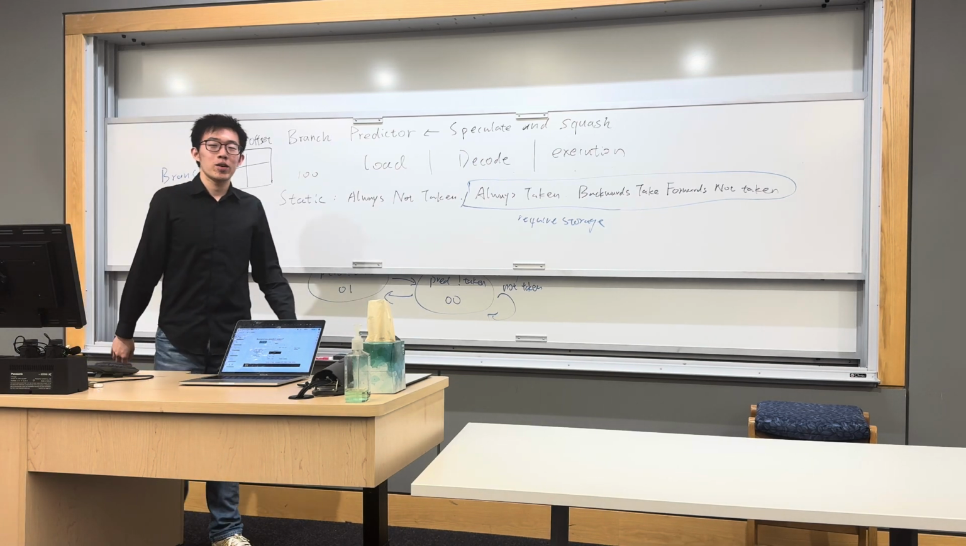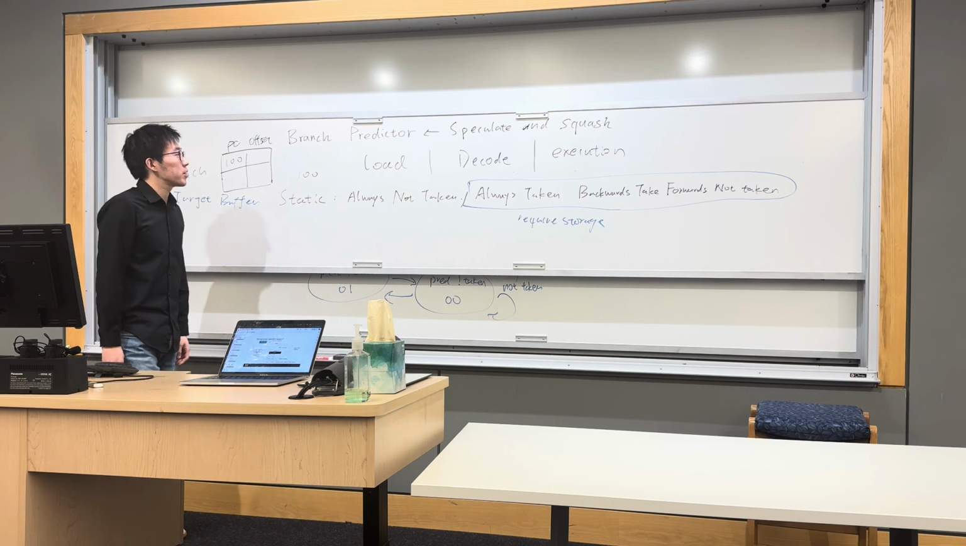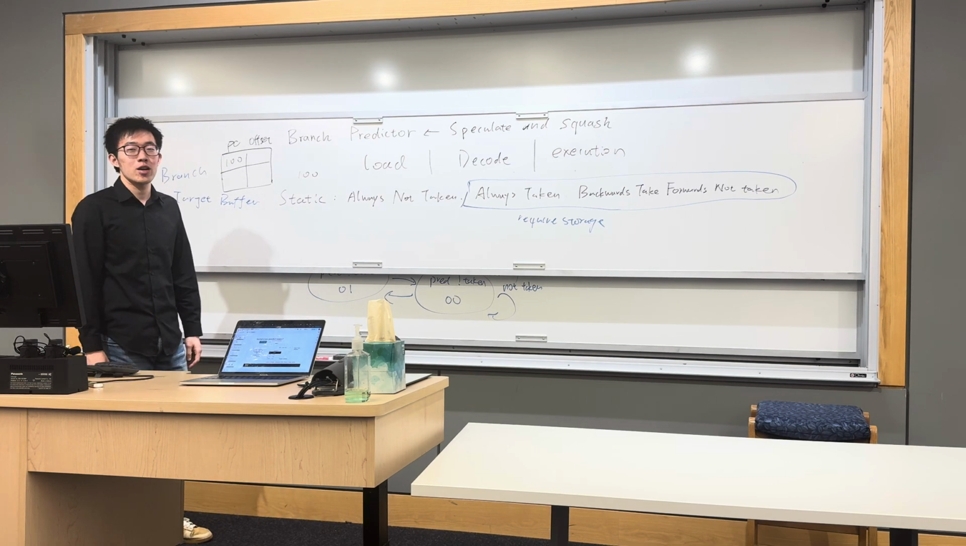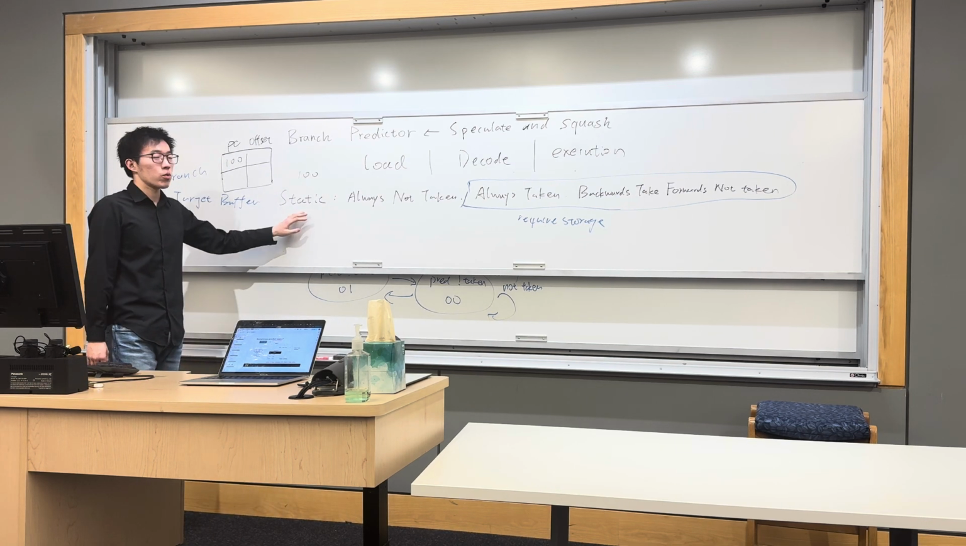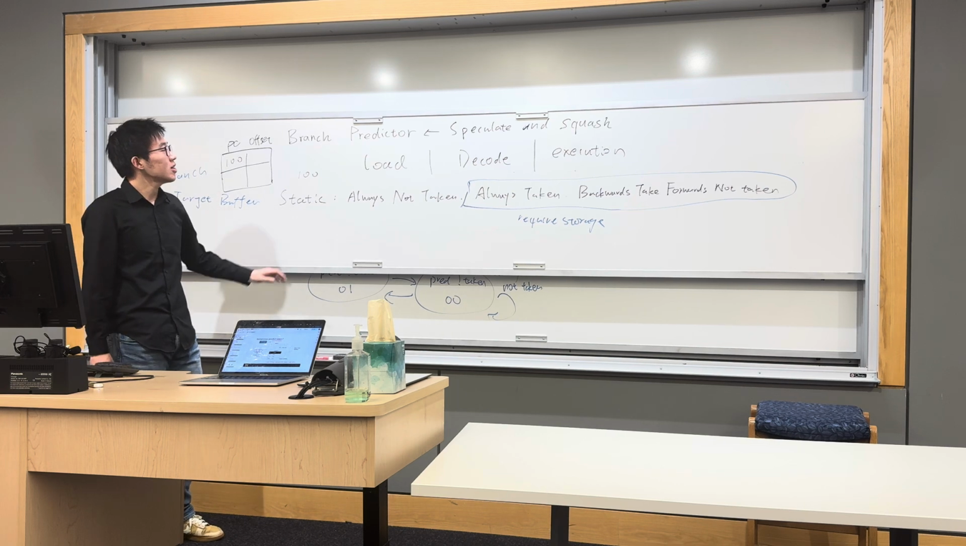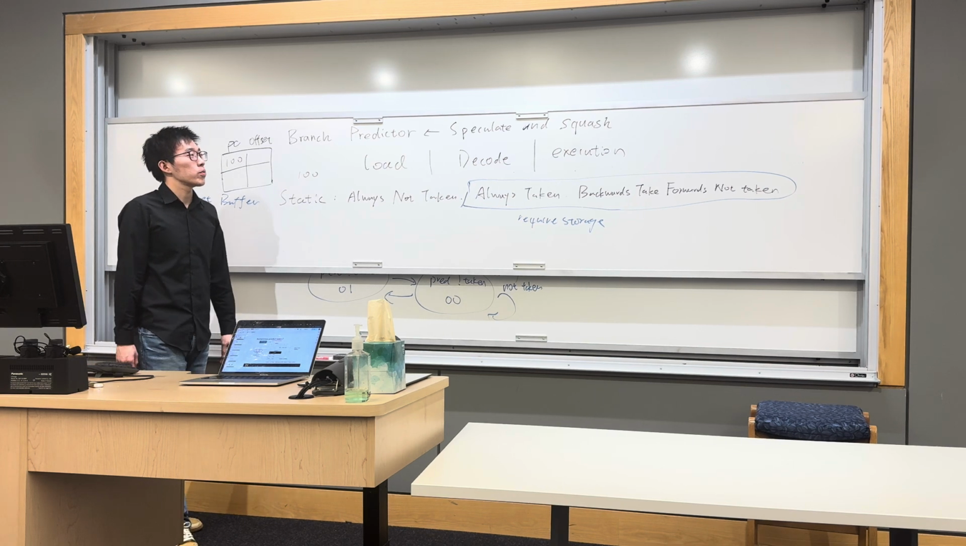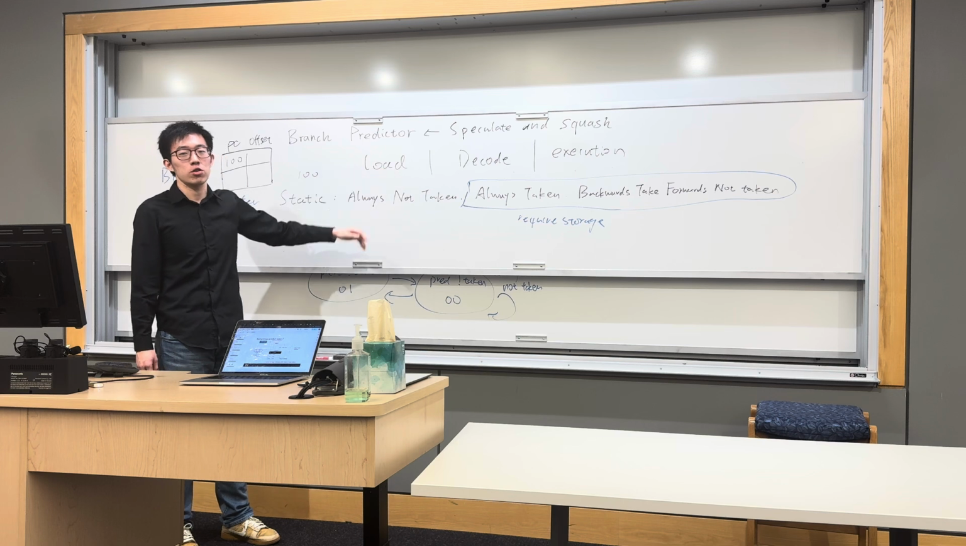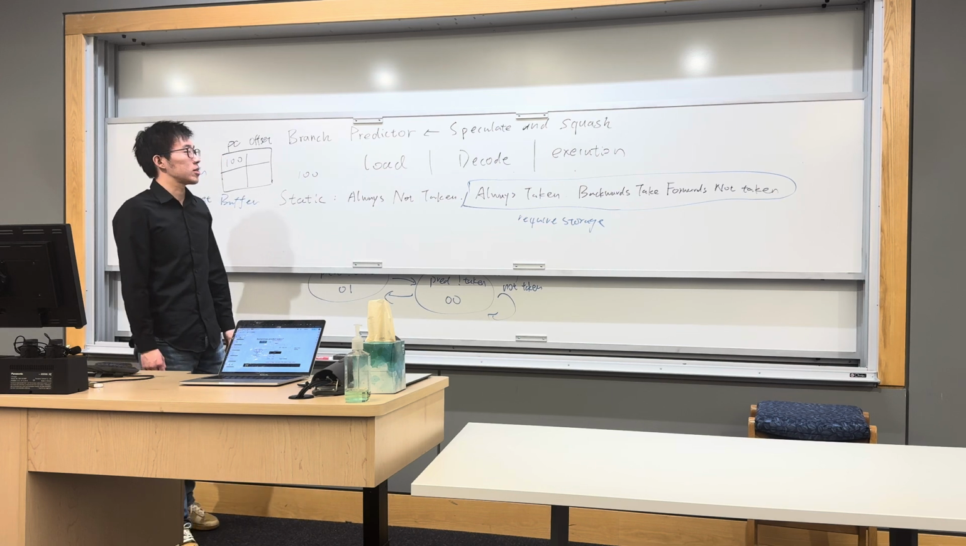Hi everyone, my name is Yueqi and I'm happy to be here to introduce to you branch predictors and some static ways to do the prediction. Branch predictors are useful when we are using speculate and squash to solve the control hazard in pipelining.